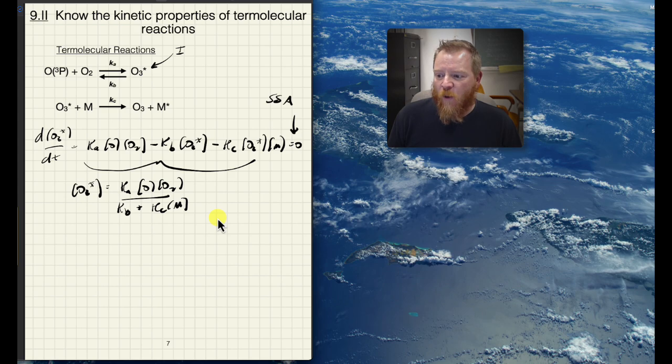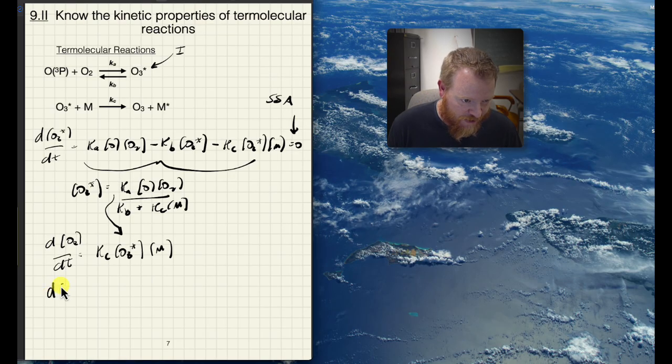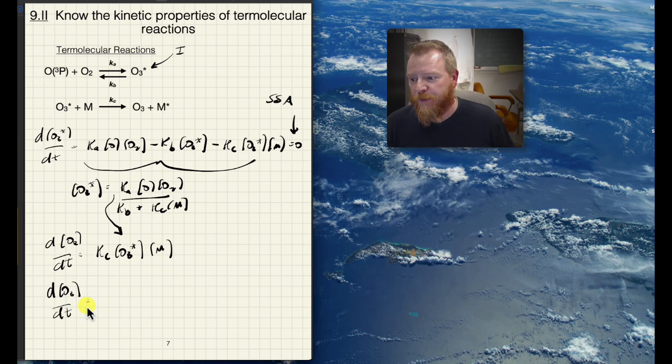And then now, noting that if we go back to what our dO3/dt looks like, but this time we're going to put that together from our mechanism, not from our overall rate. That was Kc times O3 star times M. And now we can plug the steady state approximation for O3 star into the rate law for dO3/dt, and that's going to give us an expression that's much more useful.